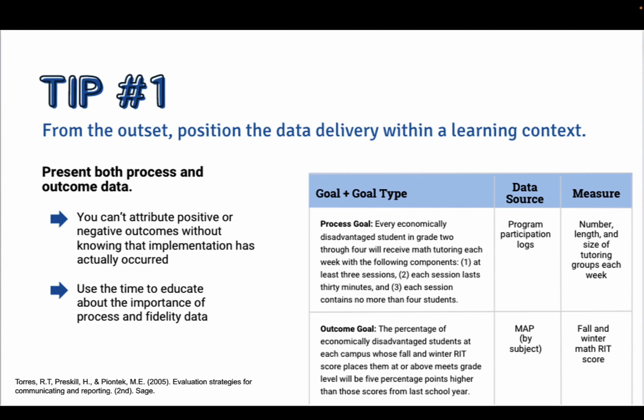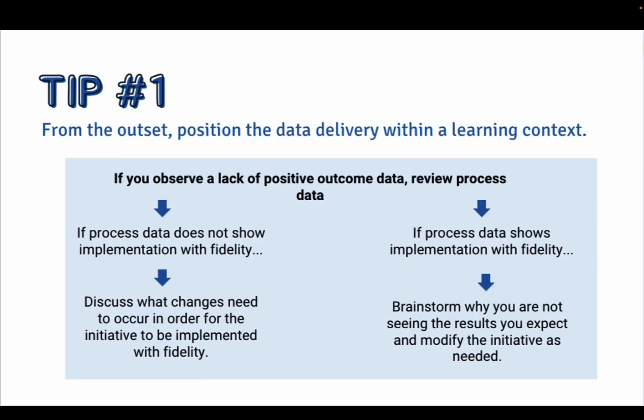However, you need to emphasize the importance of reviewing both process and outcome data, as you aren't able to attribute positive or negative outcomes without knowing that implementation has actually occurred as planned. Use this time to educate about the importance of examining implementation and highlight the collection of data about program operations. If you observe a lack of positive outcome data, emphasize the importance of reviewing the process data as well. In fact, even if you do observe positive outcome data, it's important to review your process data.